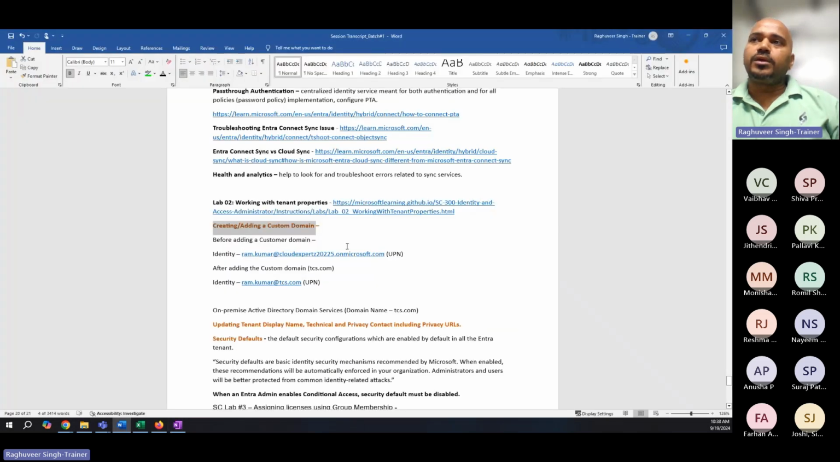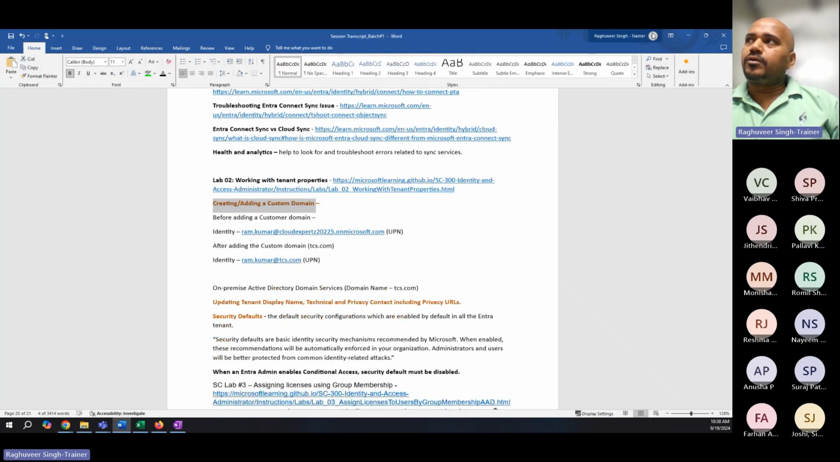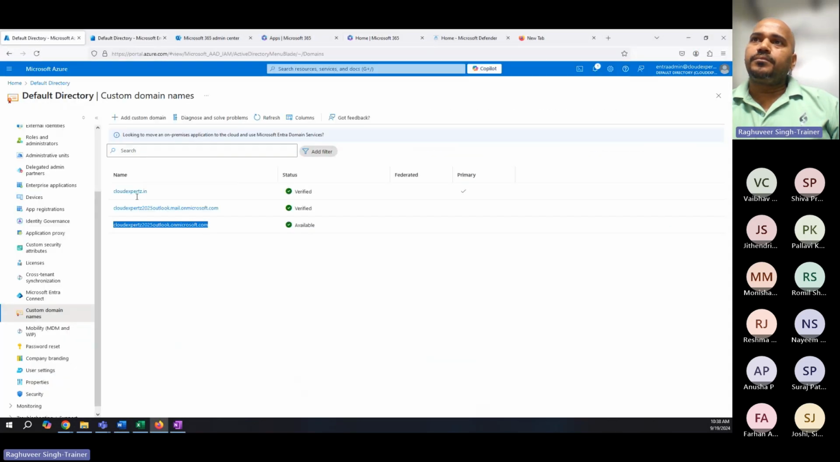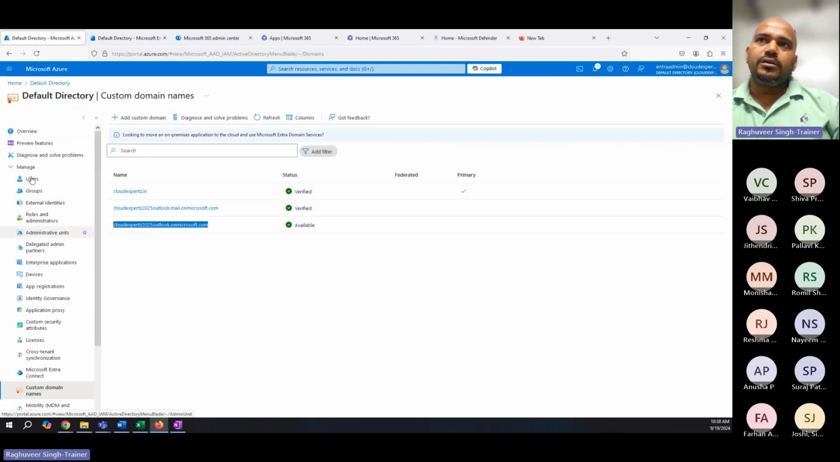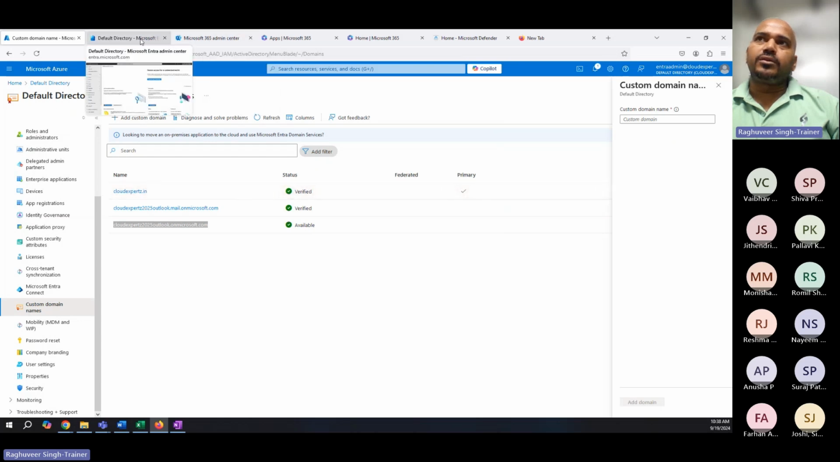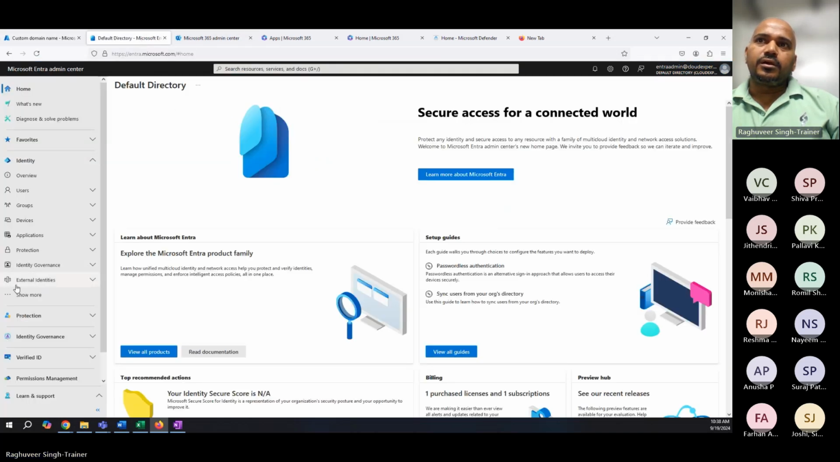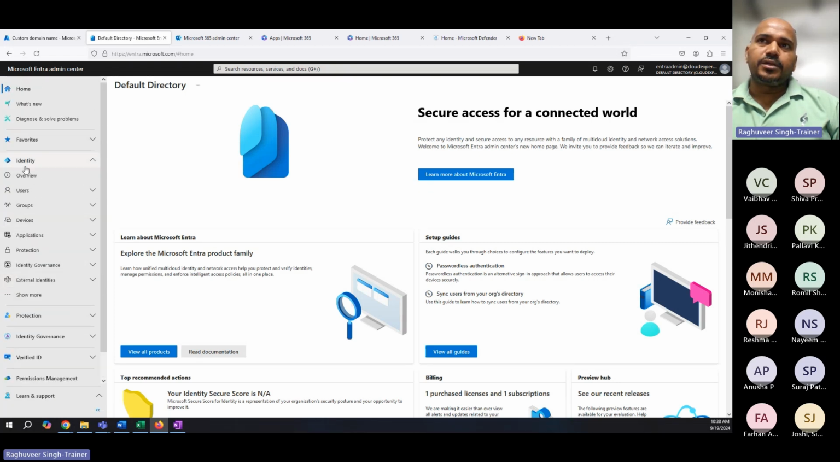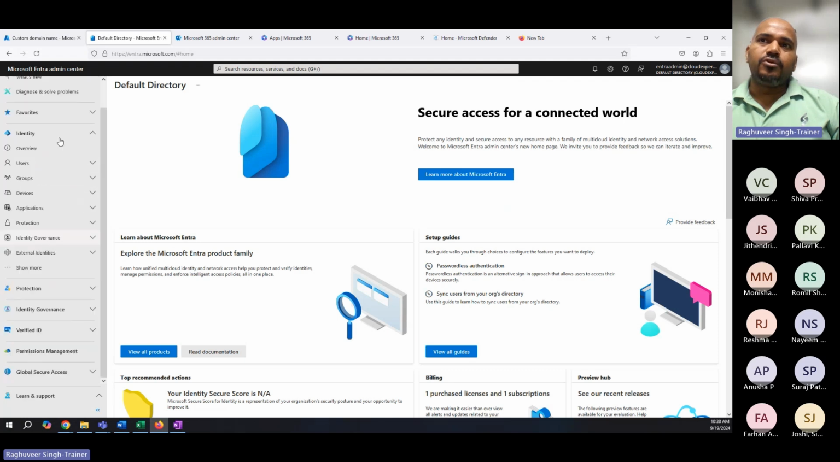So that's what a custom domain is. How do we add a custom domain? We add it from here. On Microsoft Entra in the Azure portal, you can directly navigate to custom domain names and add a custom domain from here. If you want to do it from the Entra Admin Center, sometimes you don't get direct options because typically it is part of identity. You don't directly see it here.